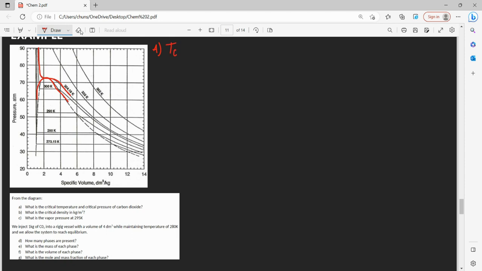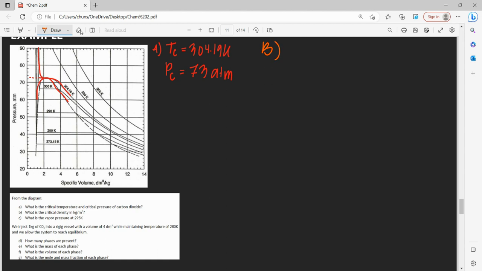So their critical temperature is 304.19 Kelvin. And then if we want our critical pressure, we would read across to where we have pressure in ATM. And that would be about 73. Okay, so that is part A done. Part B.